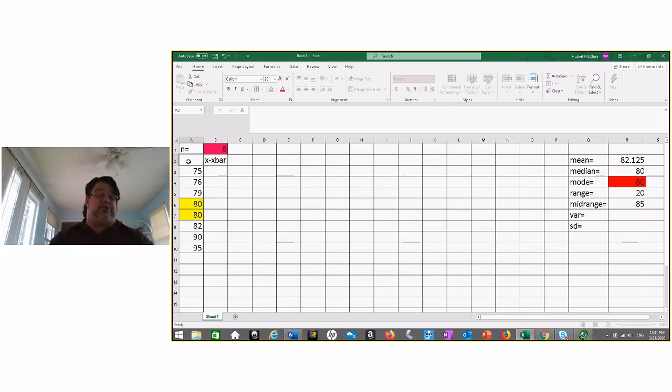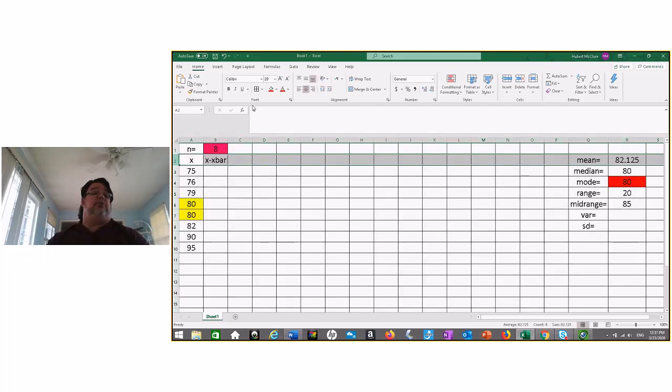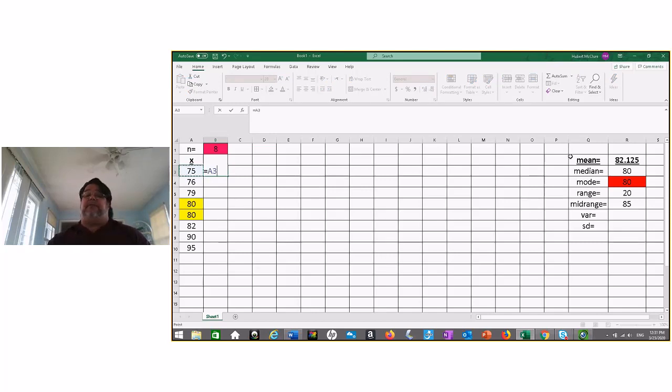And your first column is called x. Got to put that. And I'm going to change everything to center because I'm OCD about that. There we go. And all of this row, I'm going to do bold and underline. So I've got to take away the mean: 75 minus 82, and I'm going to hit F4 to lock the cell.